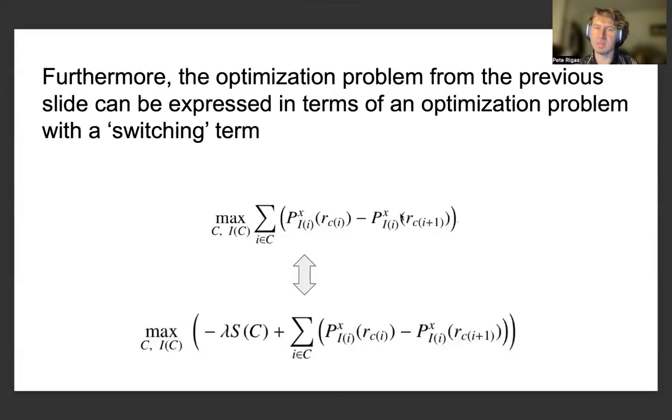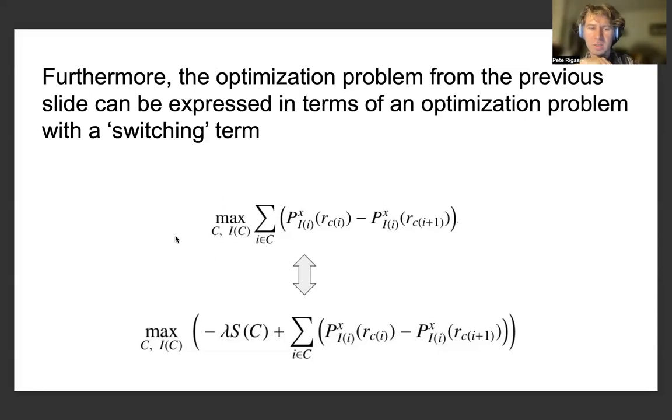And furthermore, the optimization problem from the previous slide can again be expressed in terms of an optimization with a switching term. And this is demonstrating how one can massage and present a different type of formulation for this optimization problem, which is related to the gait problem in shape space, which is in turn related to different types of optimal paths that a robot can take when exploring its environment.